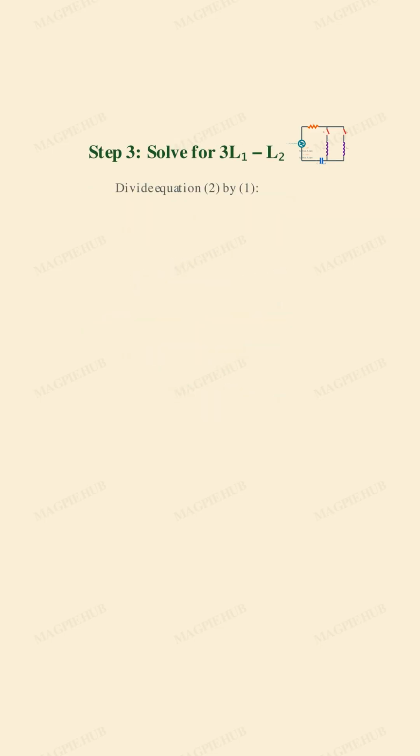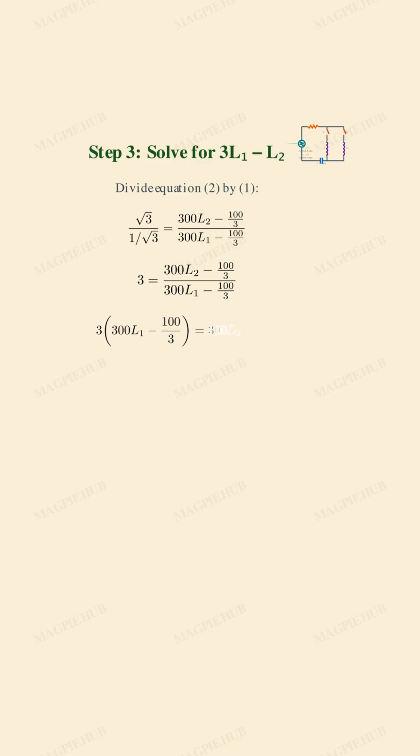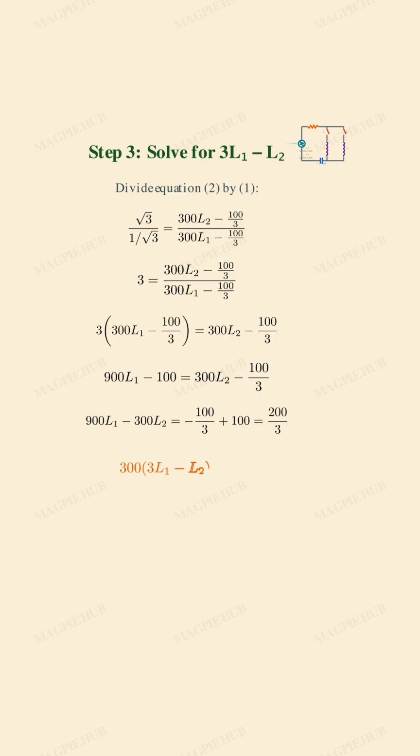Step 3. Divide equation 2 by equation 1 to eliminate R. Root 3 divided by 1 over root 3 gives us 3. So 3 equals 300 L2 minus 100 by 3, divided by 300 L1 minus 100 by 3. Cross multiplying, 3 times the quantity 300 L1 minus 100 by 3 equals 300 L2 minus 100 by 3. Expanding, 900 L1 minus 100 equals 300 L2 minus 100 by 3.